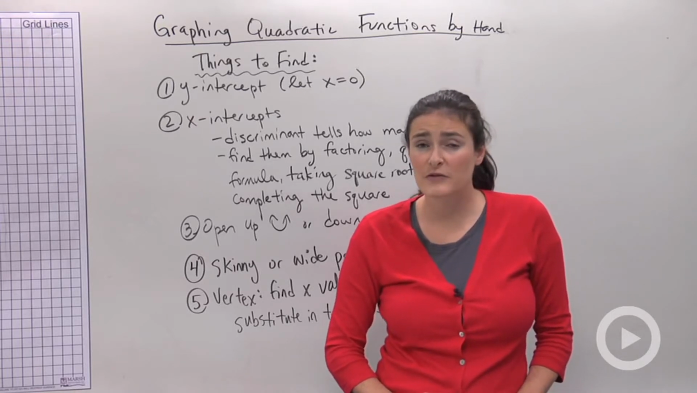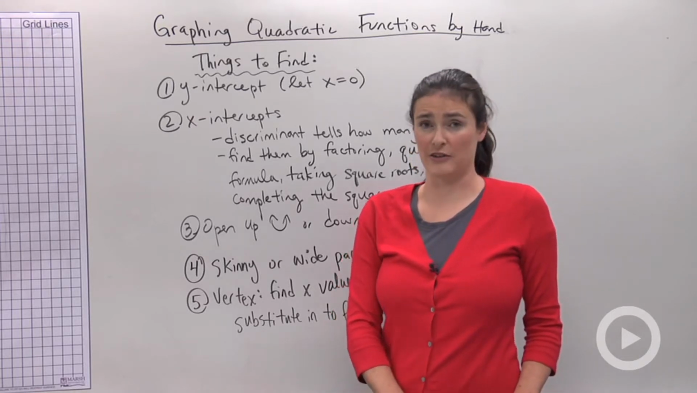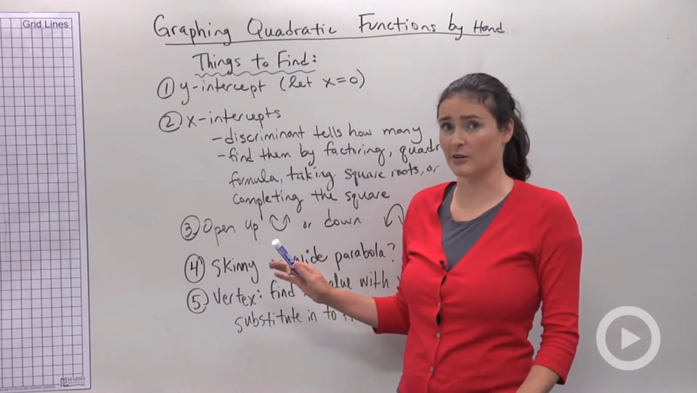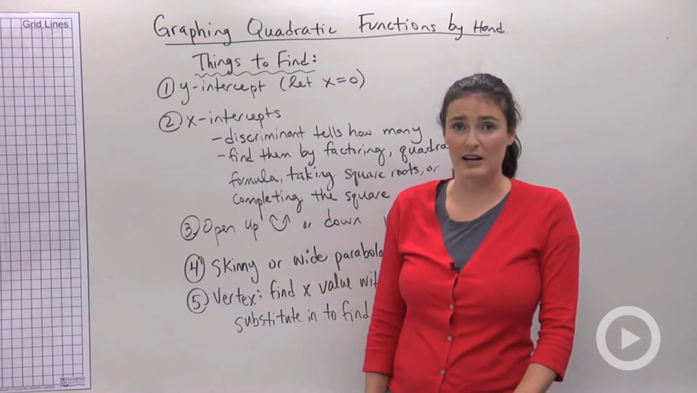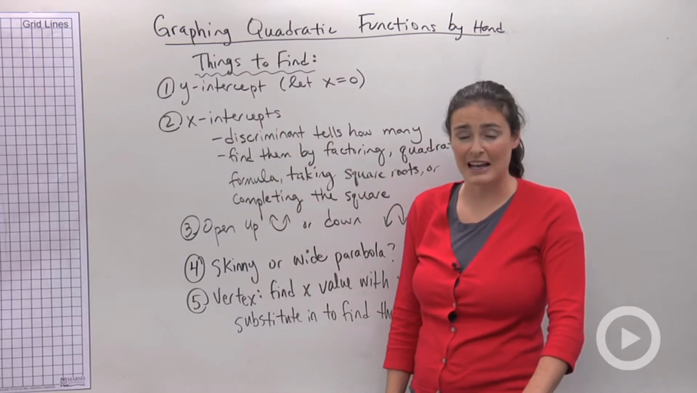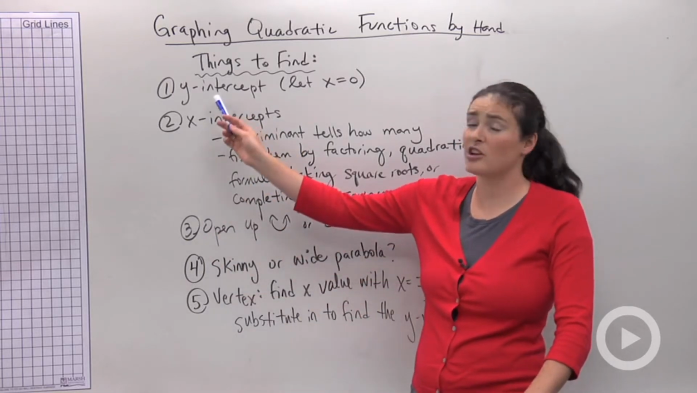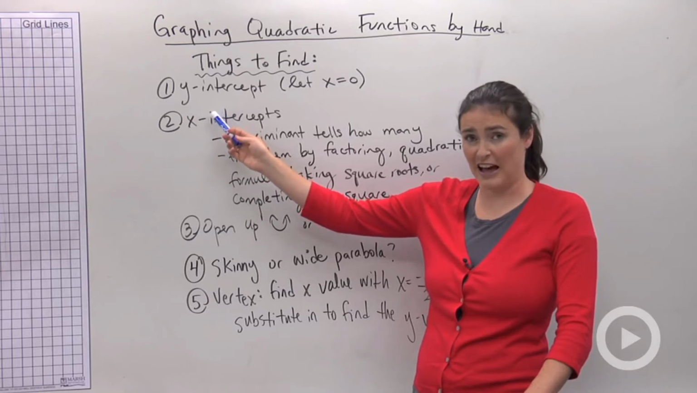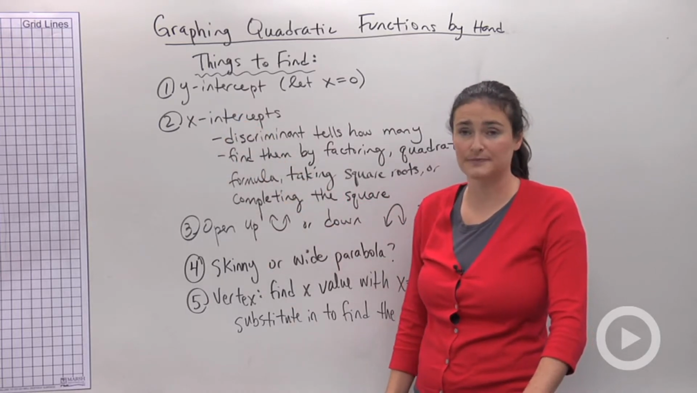There's a whole bunch of information that's going to help you to graph your parabolas, and I've listed a bunch of it here. The first thing you might want to look for is the Y-intercept. Remember, the Y-intercept is found by letting x equal 0. That's usually a really quick one and a great way to find at least one point on your parabola.